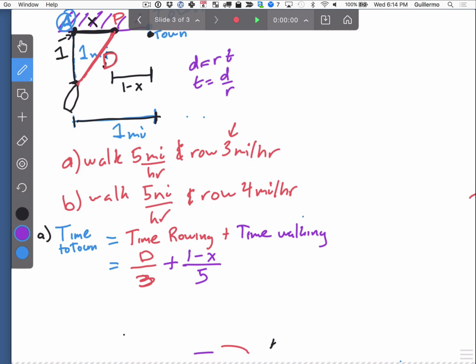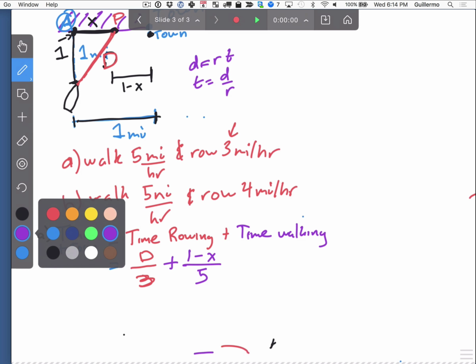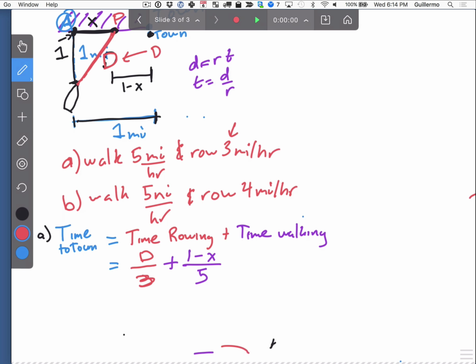Use the Pythagorean theorem to solve for D, right? So if I use the Pythagorean theorem here, I can say that D is equal to the square root of what? 1 plus x squared, or x squared plus 1. So all right, then this is my function. T is equal to the square root of x squared plus 1 over 3 plus 1 minus x over 5.